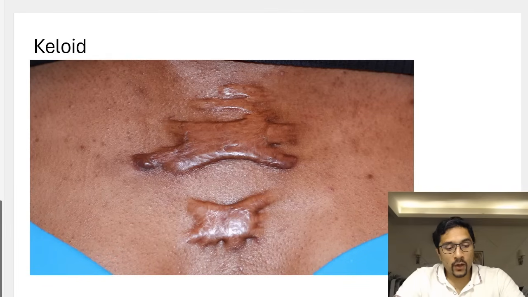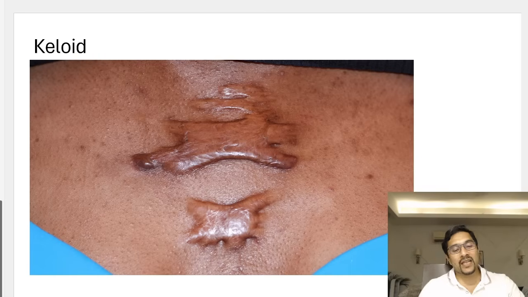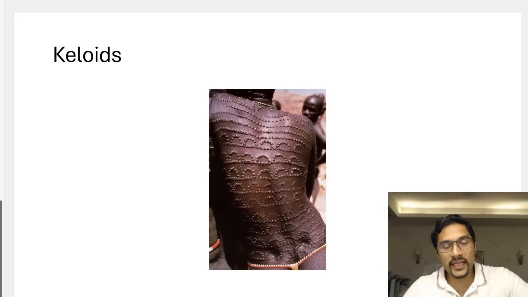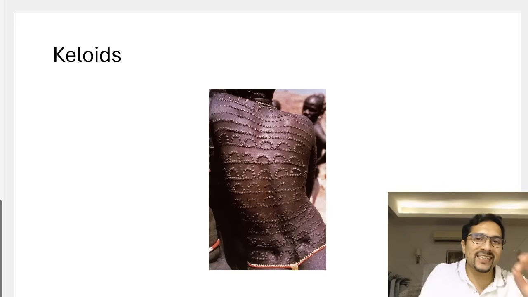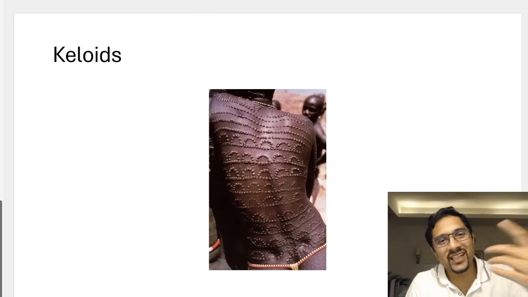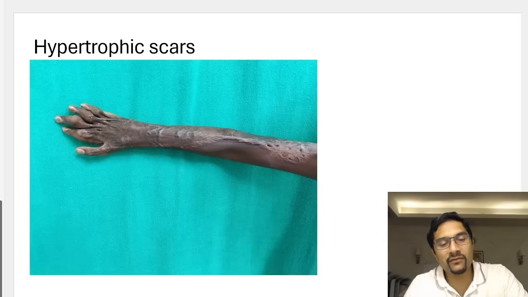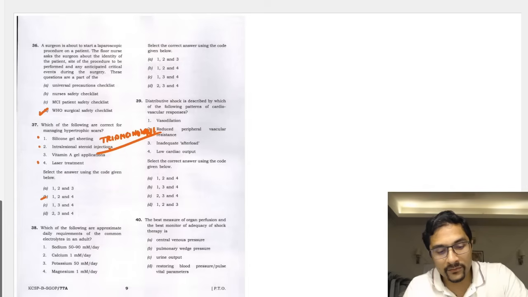So this is a keloid because it is growing outside the boundary. That is the main feature. It grows outside the boundary of the scar. More keloids. This is a tribe in Ethiopia where they deliberately induce these injuries to generate keloids so that they form a pattern. And you have hypertrophic scars which are limited in the scar area.